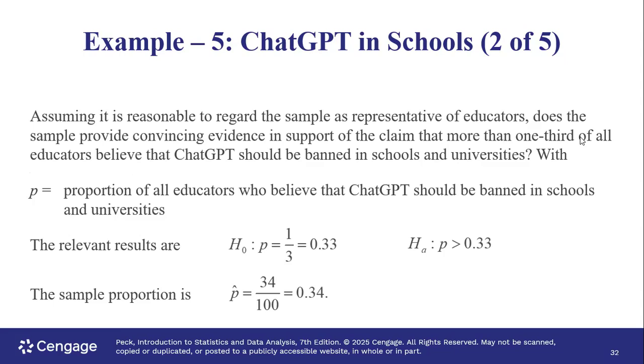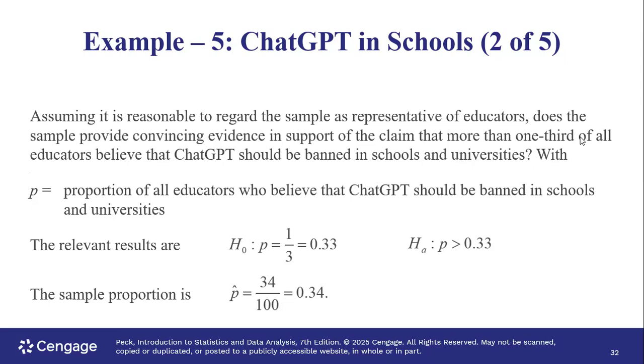Assuming it is reasonable to regard the sample as representative of educators, does the sample provide convincing evidence in support of the claim that more than one-third of the educators believe that ChatGPT should be banned in schools and universities? So our alternate hypothesis in this case is H sub A: p greater than one-third, which is 0.33, as I mentioned. And our null hypothesis is H sub 0: p is equal to one-third. What is p? The population proportion of all educators who believe ChatGPT should be banned.